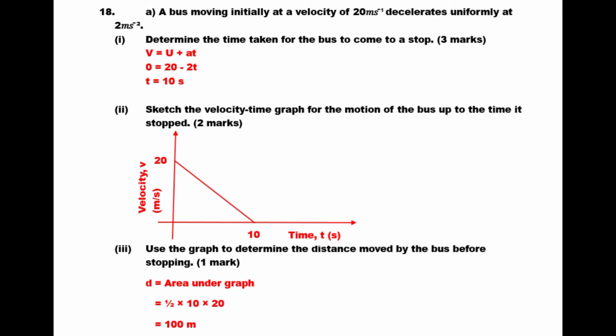But in this case now, acceleration is negative. So acceleration is negative 2t because it is a deceleration. So deceleration of 2, that means acceleration is negative, so it is negative 2. Then when you bring negative 2 to the other side, you get time equals 10 seconds.